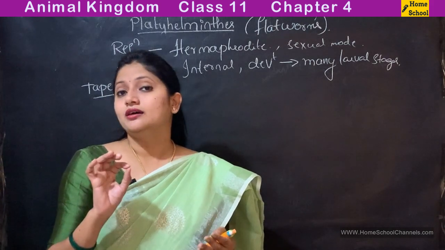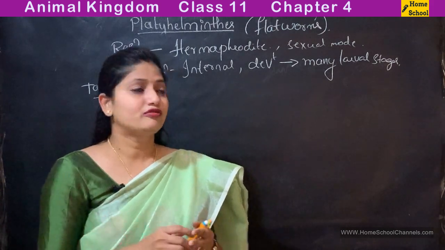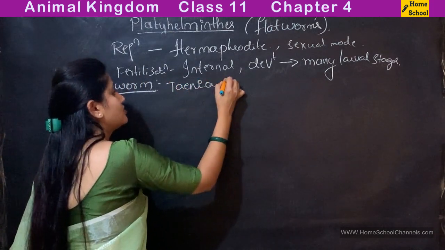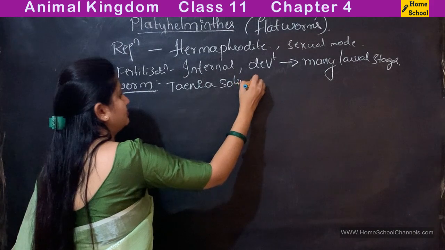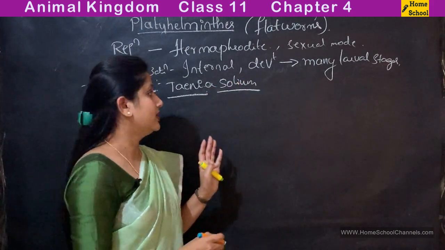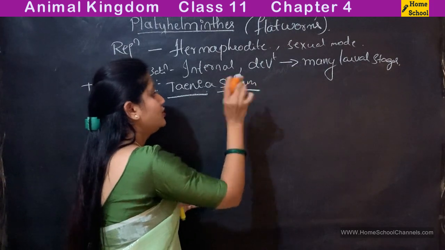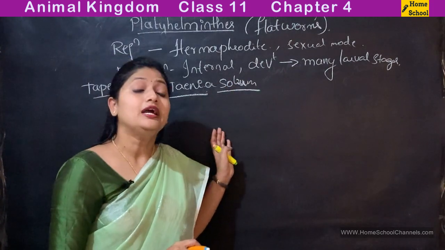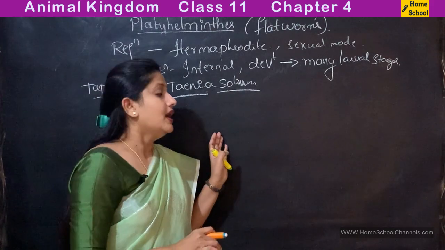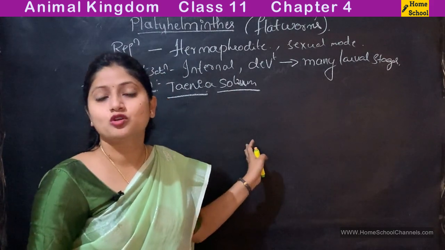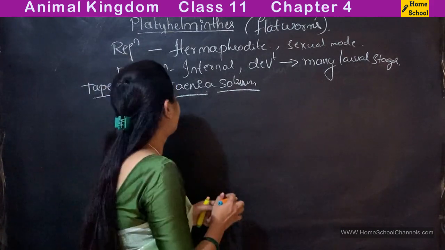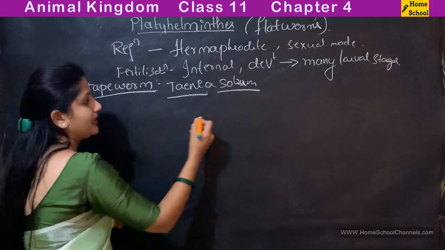The scientific name of this is Taenia solium, S-O-L-I-U-M. Taenia solium is the scientific name of the tapeworm. The most peculiar characteristic of the tapeworm is that these are digenetic.